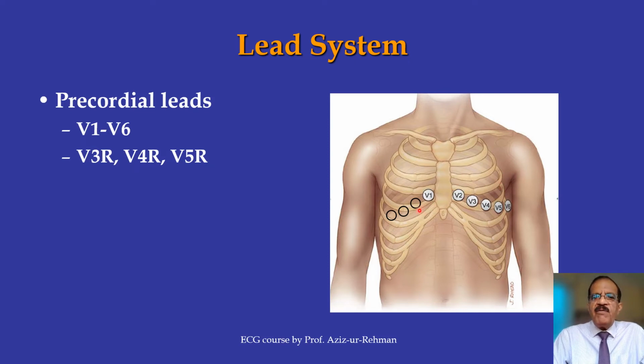And we don't have these leads on the right side, but we could have, for example, V3R. This corresponds to V3 on the left side. Since it is right side, we would call it V3R, V4R, V5R. They would be relevant when we consider right ventricular infarction. In conventional 12 lead ECGs, these are not included.